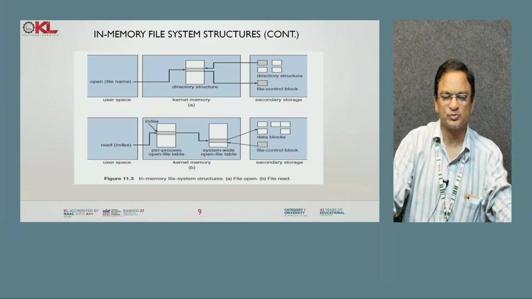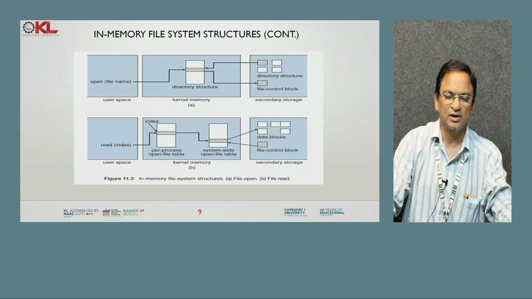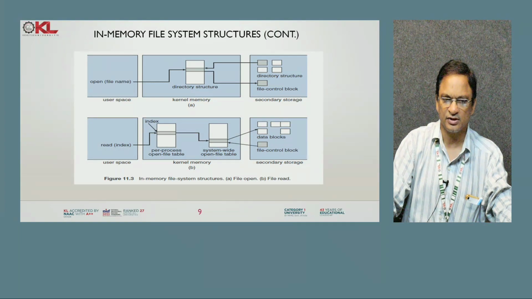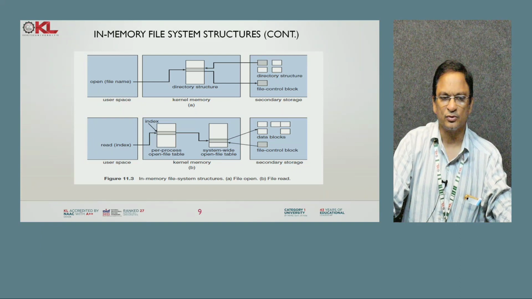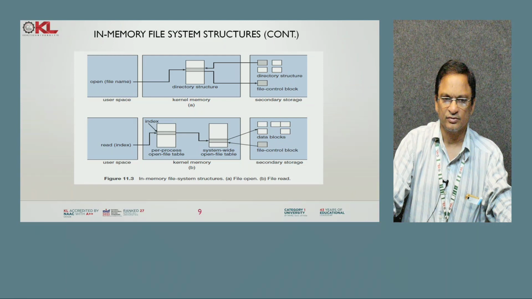And also in the in-memory file system structures, to open any particular file, the file must be located by using the directory structure in the kernel memory, and also in the directory structure of the secondary storage, and based on that the file control block will find the particular file that is to be opened. And similarly, to read any particular file, in the kernel memory the per-process open file table will have a certain index, and that index will obtain the file where it is exactly located in the main memory, that is the system-wide open file table, and from the secondary storage that particular file will be obtained through the file control block, and the data blocks can be obtained.